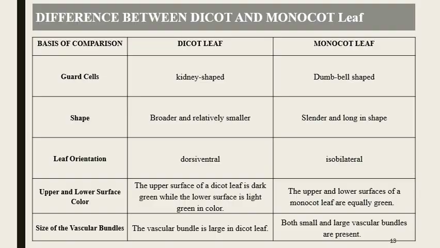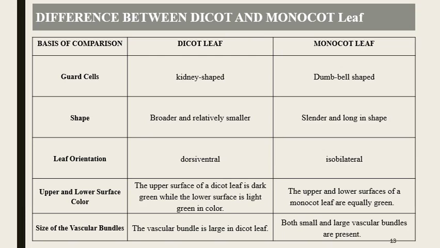In this slide, we will discuss the difference between dicot and monocot leaf. In the beginning of this, we already discussed the anatomy. Now we can discuss it in tabular form. The difference is in the form of guard cells. In a dicot leaf, guard cells of the stomata are kidney shaped. But in monocot leaves, guard cells of stomata are dumbbell shaped.